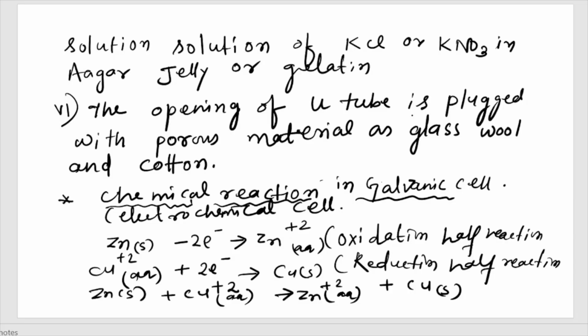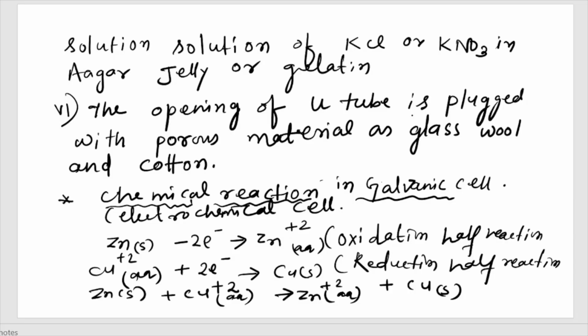Chemical reaction in the galvanic cell. Now it is clear about the galvanic cell. How can you represent it as a diagram? How can you make a galvanic cell? It is clear. Then what are the chemical reactions? In the galvanic cell, one side is right and the other side is left. Here zinc in zinc sulfate solution is on the left side and copper in copper sulfate solution is on the right.